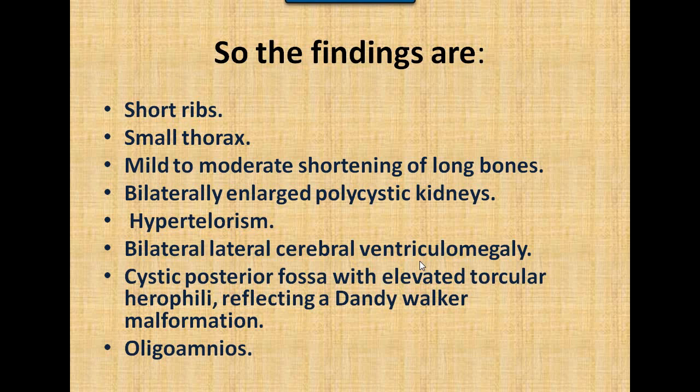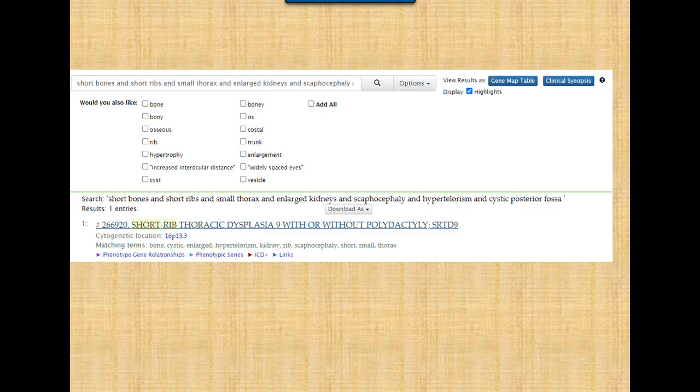So the findings are short ribs, small thorax, mild to moderate shortening of long bones, bilaterally enlarged polycystic kidneys, hypertelorism, bilateral lateral cerebral ventriculomegaly, cystic posterior fossa with elevated torcular herophili, reflecting a Dandy-Walker malformation, oligoamnios. When we searched OMIM by the following findings: short bones and short ribs, small thorax, enlarged kidneys, scaphocephaly, hypertelorism, and cystic posterior fossa, only one entry was achieved, that is short rib thoracic dysplasia 9, with or without polydactyly.